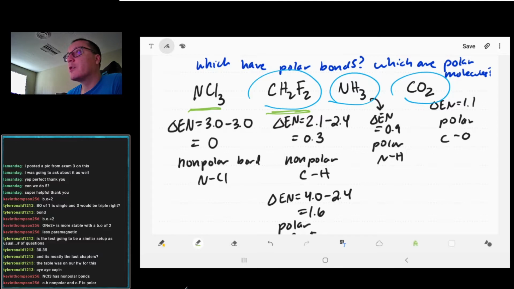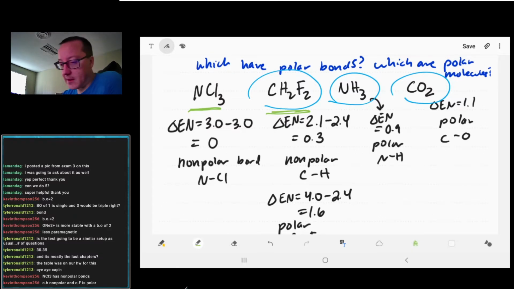All right, if we are to look at which ones are polar molecules, we have to look at the geometry, of course. For NCl3, we don't even have polar bonds, so let's not worry about whether the molecule is polar or not, because we shouldn't have any. If those electronegativities are going to be the same, there's not going to be any unequal sharing, so we're not going to have dipoles there.